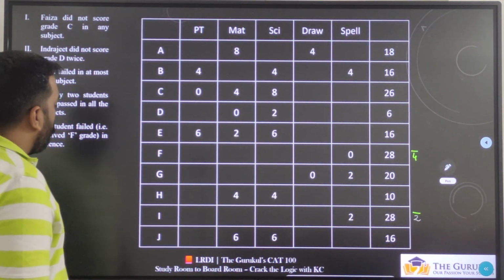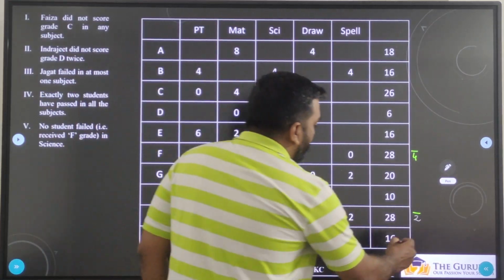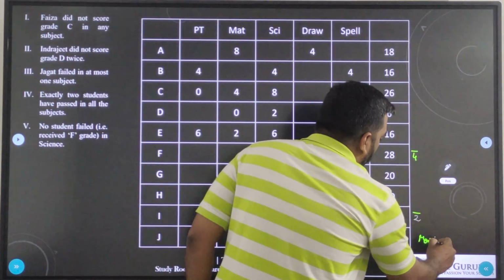Jagat failed in at most 1 subject. So Jagat has maximum one 0.